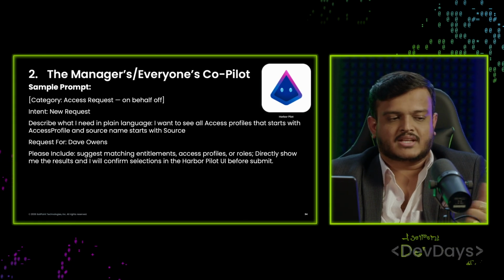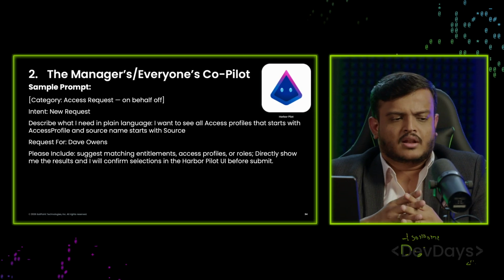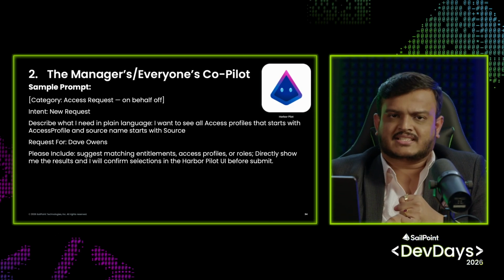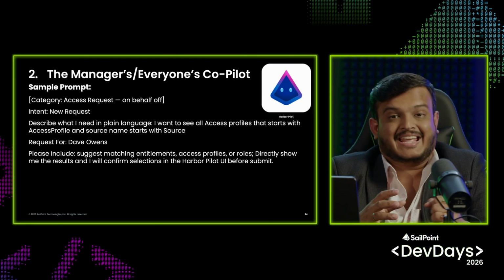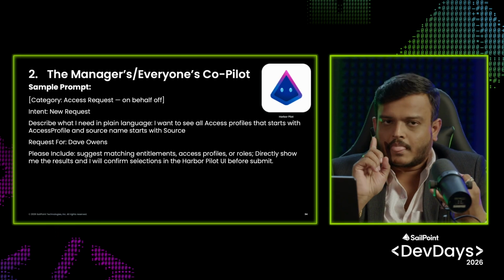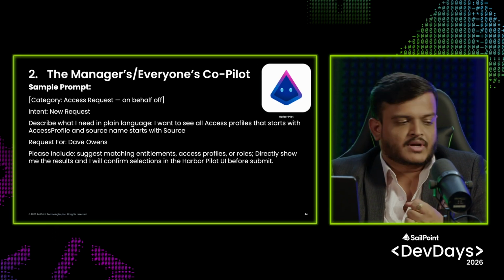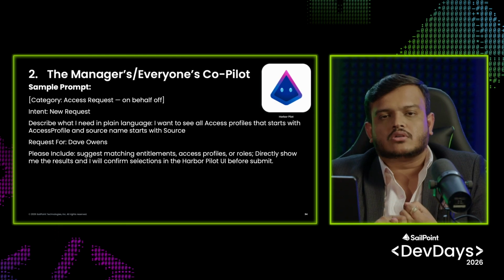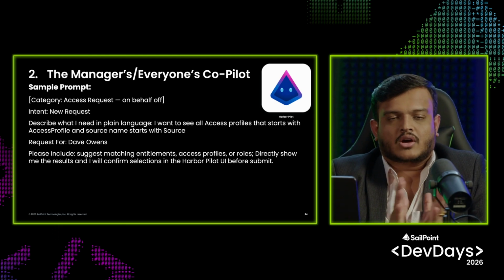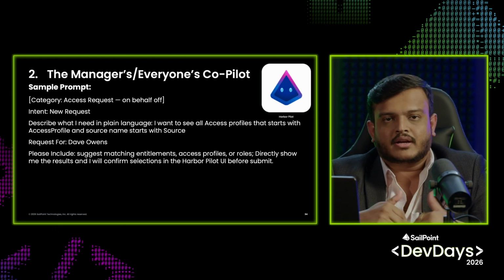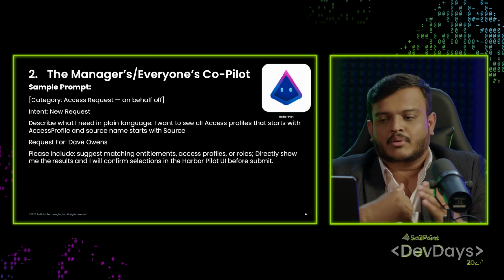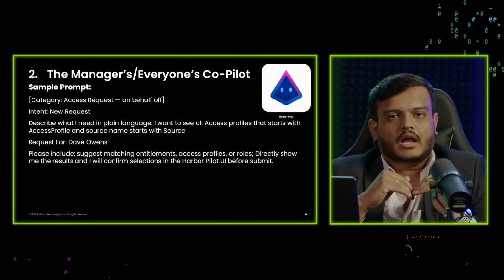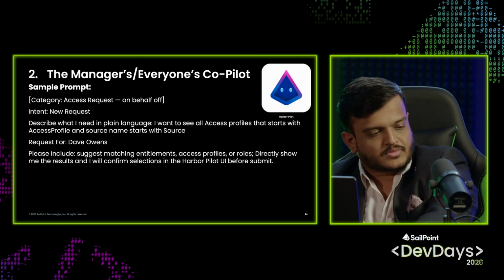Template, so new request. I pretty much keep it simple, like all the access profiles that start with access profile, because I have my dummy data prepared for it. Every access profile that starts with access profile, every source name that starts with source. So pretty much it's going to list down a lot of things for me and recommend what I want to request. So Harbor Pilot understands this two-part intent and it's going to play it out for you. Let's go there.